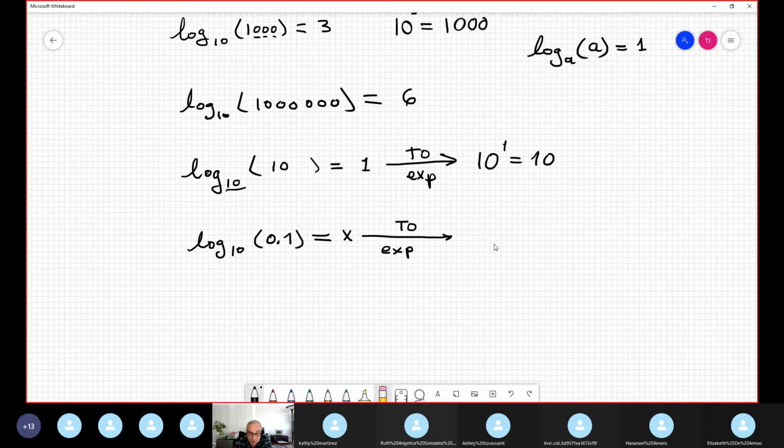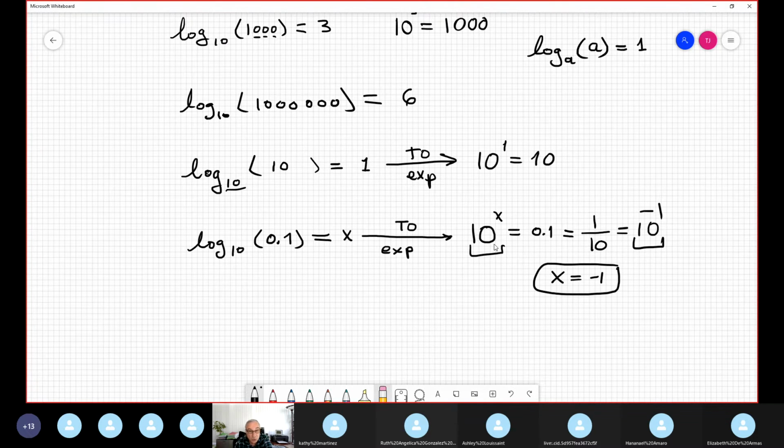I know that the base is 10. I put a big 10, this big 10 is this small 10. The exponent is what I am looking for, and it is equal to 0.1. And 0.1, if you express it as a fraction, is 1 over 10. And if you express it as a reciprocal, it is 10 raised to the negative 1. Therefore, we have two exponentials with the same base, so the answer is negative 1. Wow, this is a good conclusion.